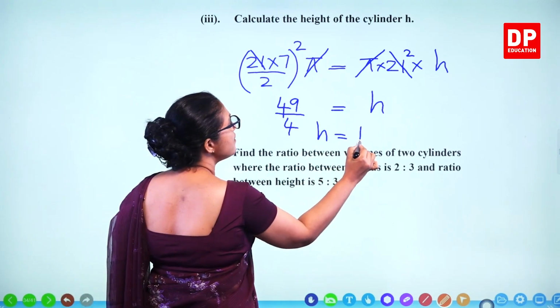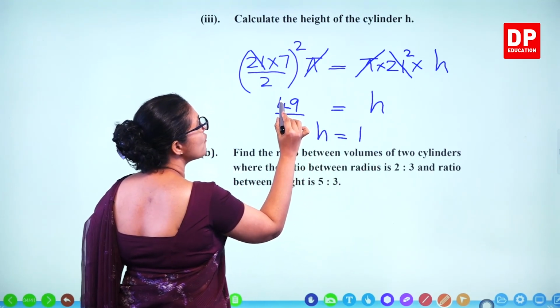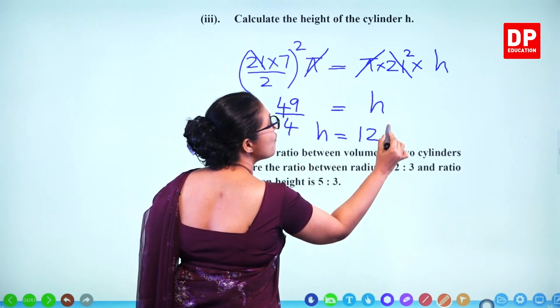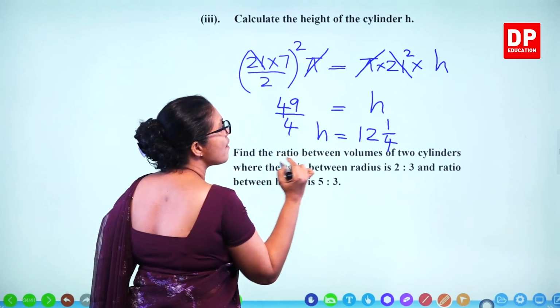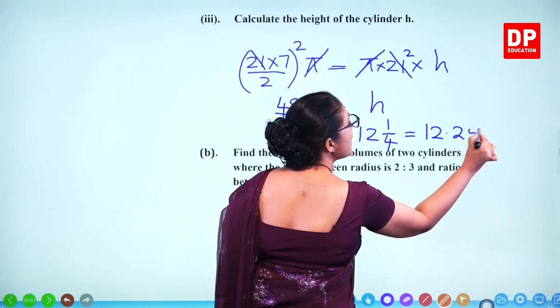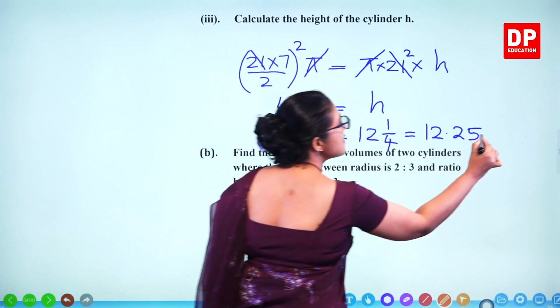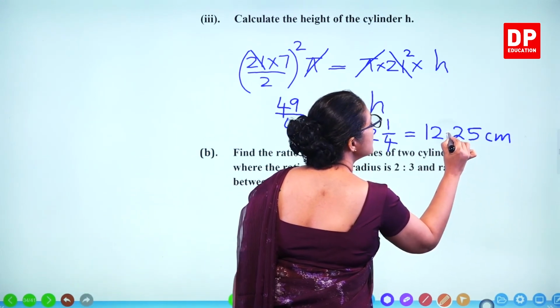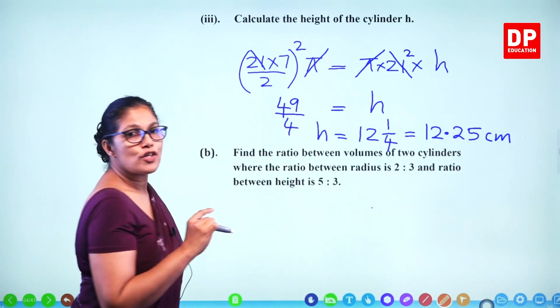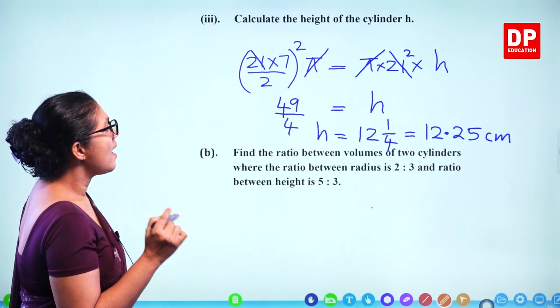That's 4 times 12 is 48 and 1 remaining, so 12 and 1/4. Or you can write this as 12.25 centimeters, which is the height of the cylinder.